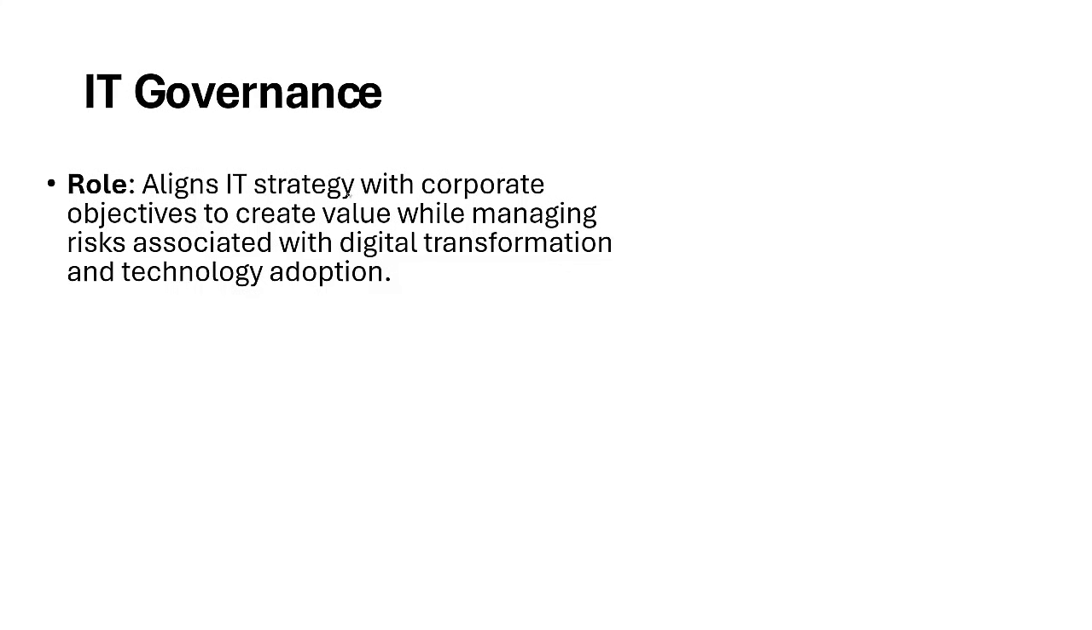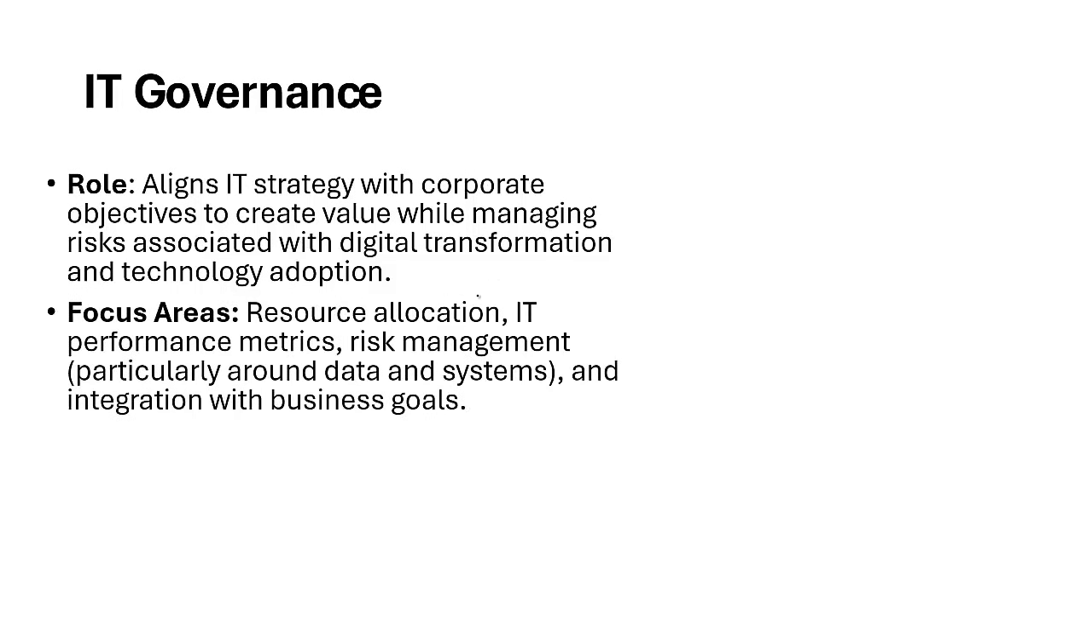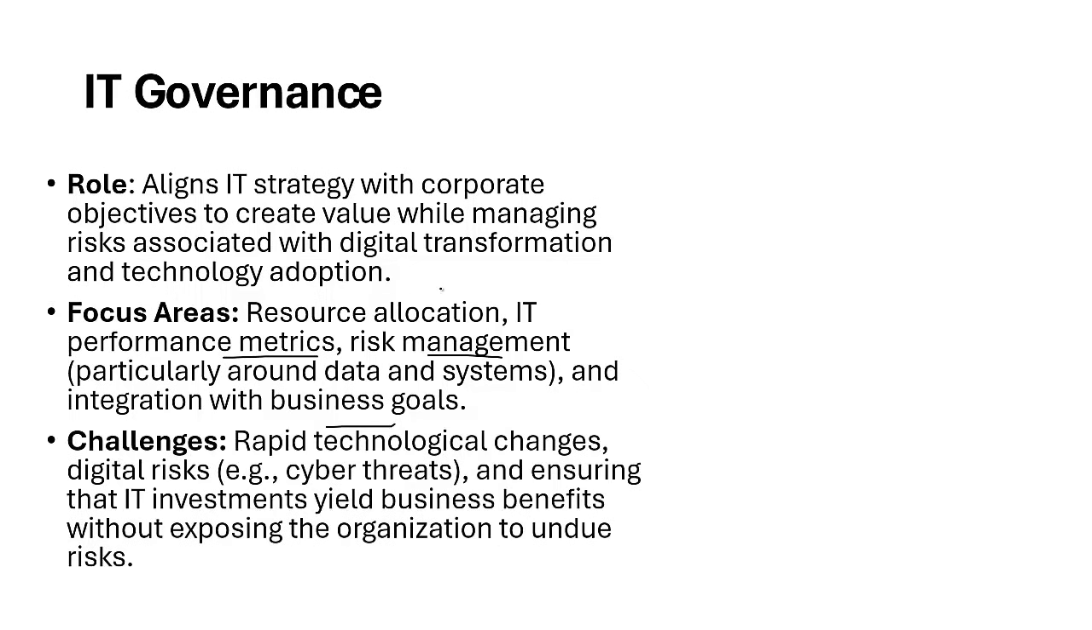Now, second is called IT governance. They are the ones who align the IT strategy with corporate objectives. As I said, the bank has decided they want to go online, right? Now, they are the ones creating an IT strategy to ensure how they can go online. They manage the risk associated with digital transformation, and their focus area is how to allocate resources, how to create performance metrics, risk management, and integrate with business goals. But the challenge is that as technology changes today, there is a need for AI, artificial intelligence, machine learning and all that. So they have to see how they can optimize IT investments and everything.